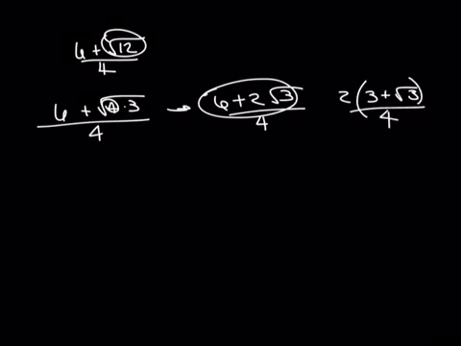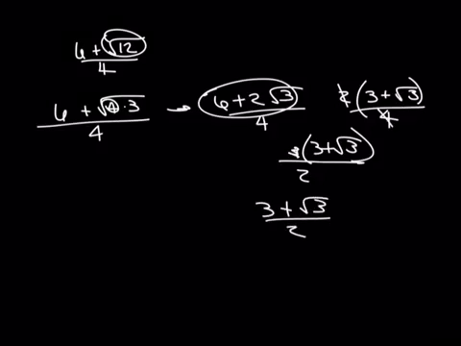Okay, so far not bad. That 2 cancels with that. 2 over 4 is 1/2. And I don't need that 1. So there's my answer. 3 plus square root of 3 over 2. And I'm done with that. Now again, I did it a lot different than the book does, but still works well.